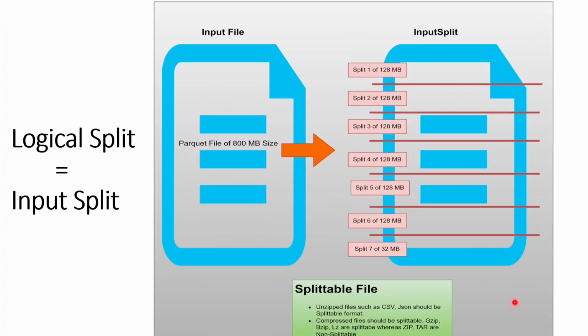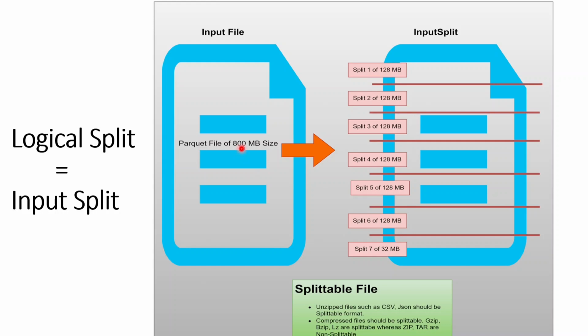Here I have given one example. Let's say in an ADLS location, we have one input file, which is Parquet, of size 800 megabytes. Let's say this should be divided into a maximum of 128 megabytes. This component, the input split, is part of the input format API, which is part of the executor. So the executor will connect to this storage using these components. Then it will start dividing the entire file into logical divisions.